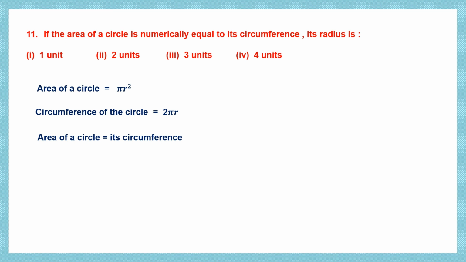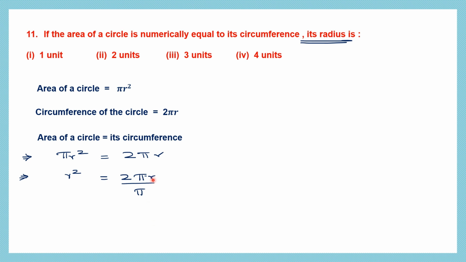We write the formula. The area of the circle is pi r square. Pi r square is equal to the circumference, which is 2 pi r. Now, since we have been asked to find the radius, in this equation let's have only the radius on the left-hand side. So here we have r square. That means what happens to this pi? It's multiplication here. So I'm going to take it to the other side. It becomes division. So here it becomes 2 pi r divided by pi.